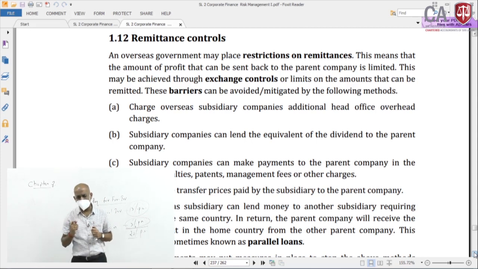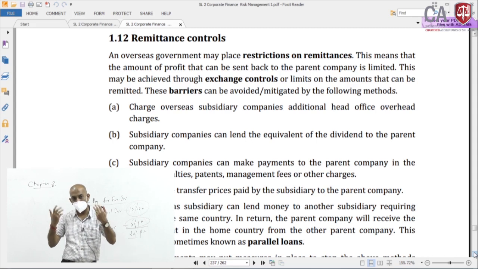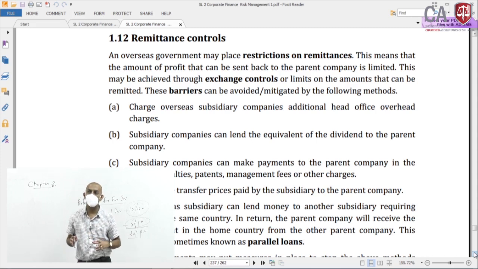Due to this restriction, some companies could look at various ways in which they can get that return back to Sri Lanka. So how can they do it? The list is given there. One, charge the overseas subsidiary company additional head office overhead charges. Since the Sri Lanka company is a holding company, they are doing certain work on behalf of the subsidiary company, so they can charge overhead charges, like a management fee, from the respective subsidiary company. So even though the profits cannot be distributed 100%, you can charge this kind of thing. So that is one way you can do that.